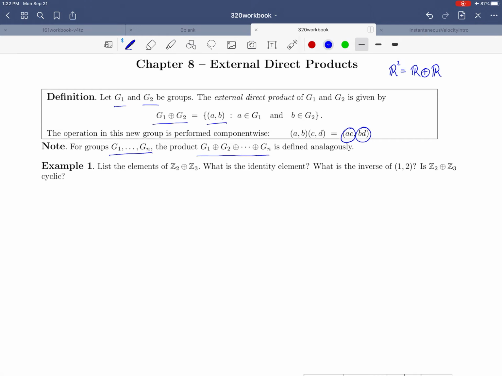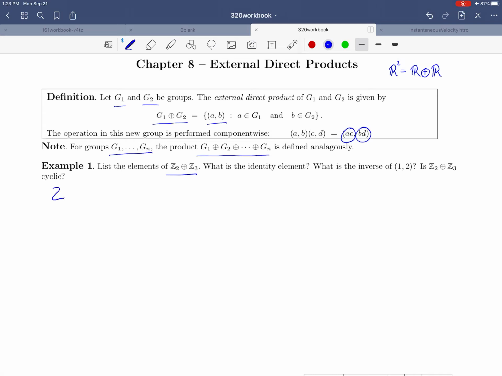Let's look at an example. And the example that we are looking at is in example 1, Z2 plus Z3. What does that group look like? And then we want to know what's the identity in this group? What's an inverse of an element? Is this group cyclic? So we will ask similar questions that we have asked when we've seen just single groups before. We will now ask about this external direct product.